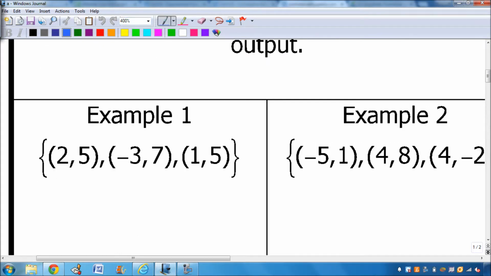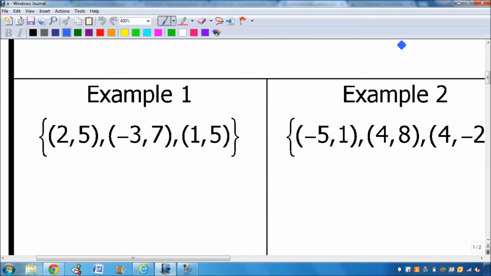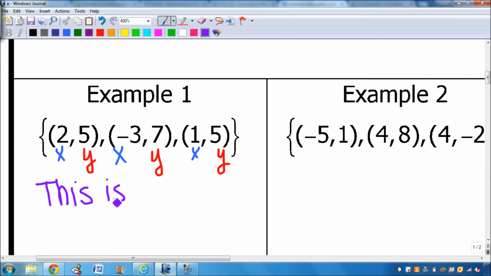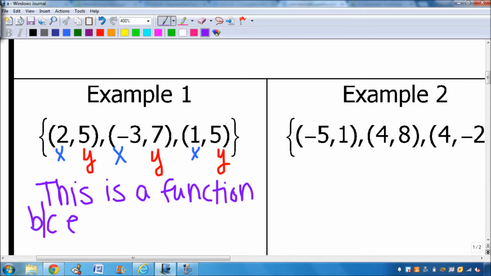All right, so our first example says (2, 5), (negative 3, 7), and (1, 5). And remember, our x's are our inputs, and our y's are our outputs. So each input here has only one output, so it is a function. So we're going to say this is a function because each input has only one output.